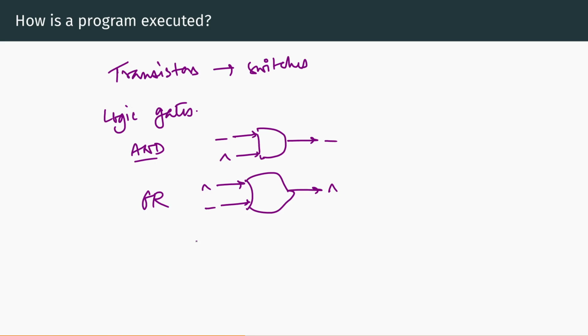So essentially, using a clever combination of these logic gates, a processor, a CPU, can perform arithmetic operations such as addition and subtraction, and also logical operations such as making decisions, AND and OR.